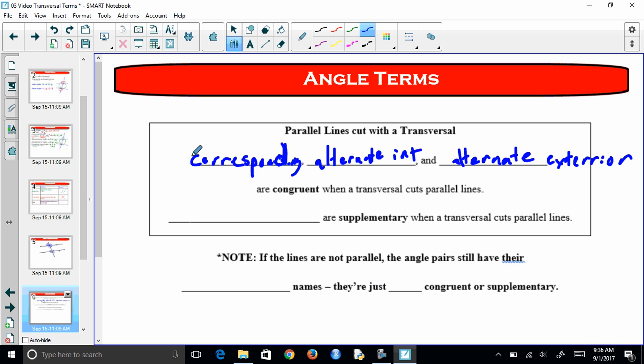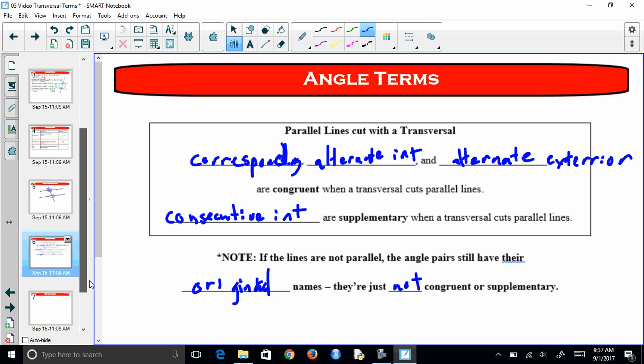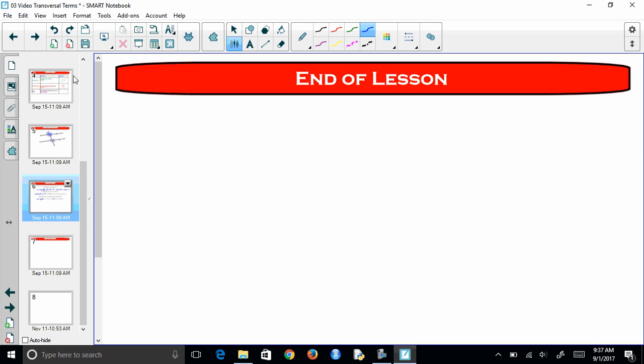Now, same side or consecutive interiors are supplementary when it cuts the parallel lines. Note, if the lines are not parallel, the angle pairs still have their original names. I'm spelling it wrong. Original names, they're just not congruent and supplementary. So if they're not parallel, we can still use these words. We just don't know anything about their values. All right, and that's the end of the lesson.